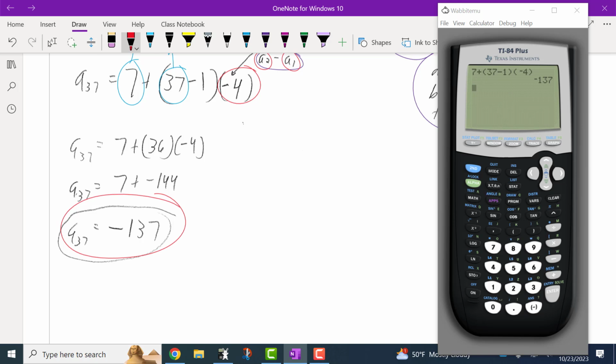If you want to do it out separately, that's perfectly fine. That's what I did right here. I took 37 minus 1, I got 36. I took 36 times negative 4, I got negative 144. I took 7 plus negative 144, and I got negative 137.